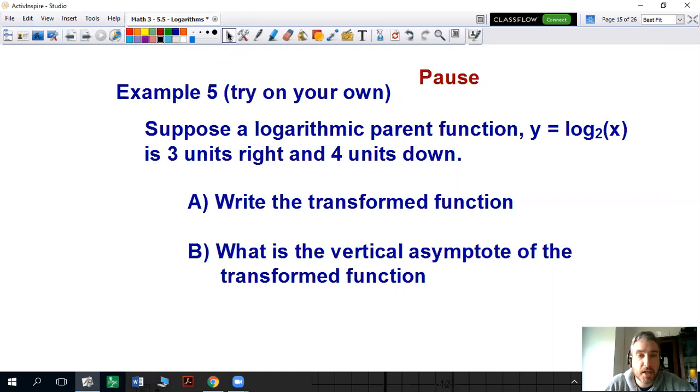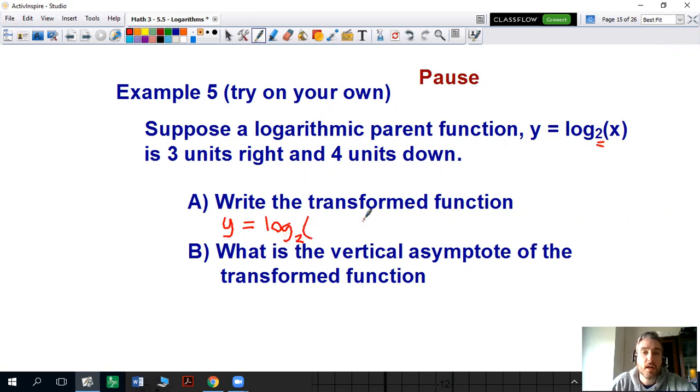Okay, hopefully you've had a chance to check it. Let's go through and check it. This one is telling you what movements it did. We want to write the new function. So it's log base 2. We're just going to start with log base 2. That's going to stay the same. That number, whatever's in the base there, is going to stay in the base.